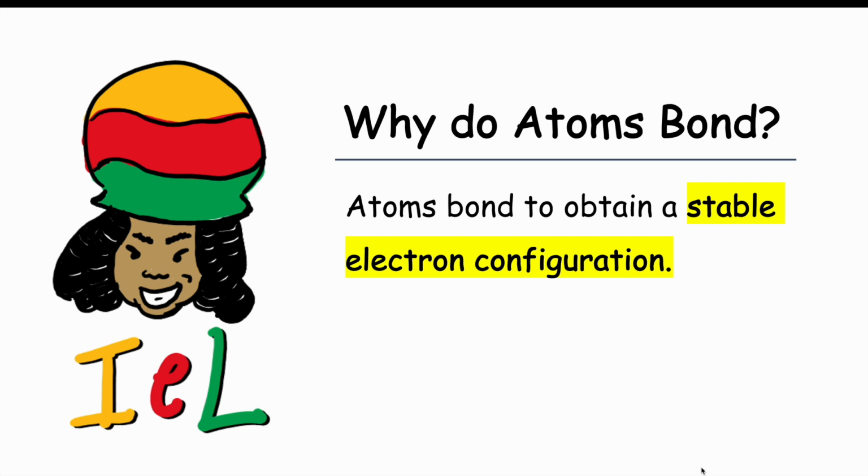The first thing we need to know is, why do atoms bond? The reason is very simple. Atoms bond to obtain a stable electron configuration. Now, we have highlighted stable electron configuration because there are two things in it that we need to know. We need to know what is electron configuration and what does it mean to be stable.